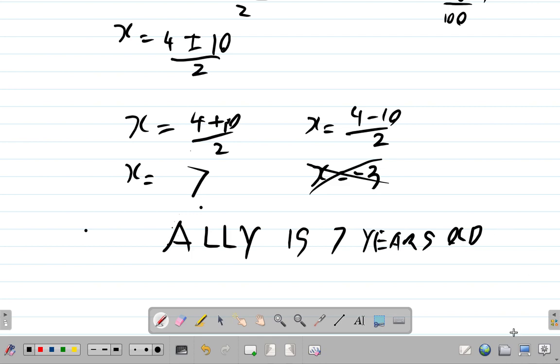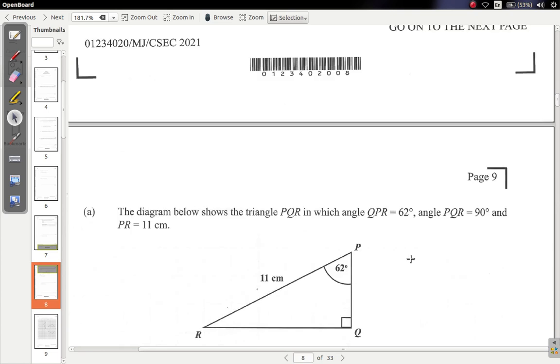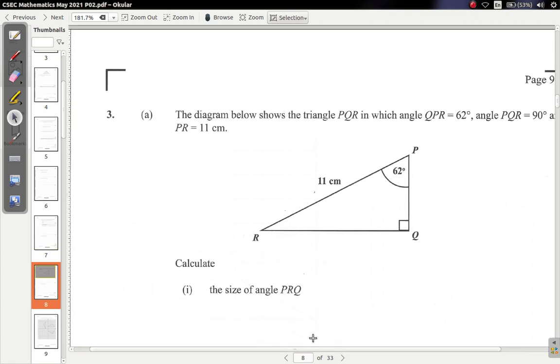You see? Alright, let's see the question again. So question 2 is done. That's question 2. I will go on with question 3 next time.